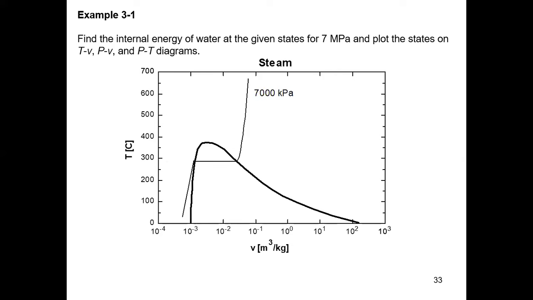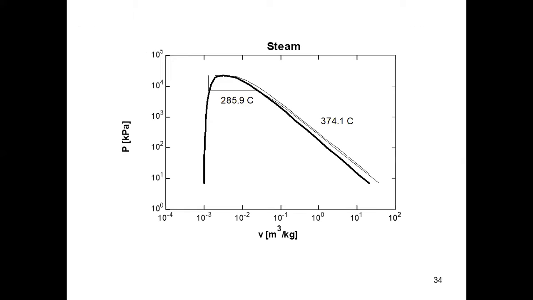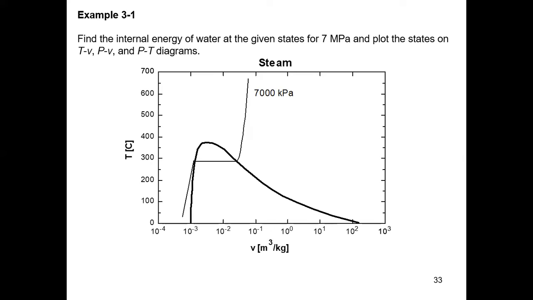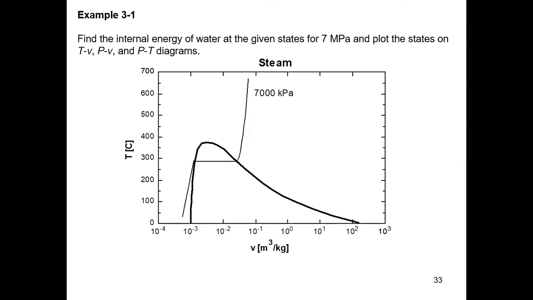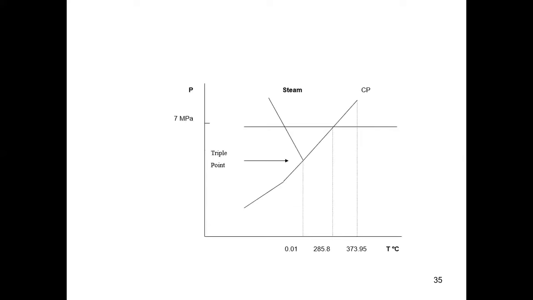Find the internal energy of water at the given states for 7 megapascal and plot the states on TV, PV, and PT diagrams. Okay. So basically you read off the chart. Temperature versus volume looks like this. Okay. This is pressure versus volume, sorry. Pressure versus volume. This is showing you the triple point.